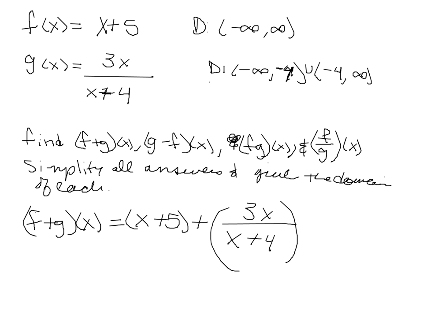Let's talk about what the domain is going to be. I can put any number in here, but I can't do that here. So for the domain, I have to take out all the numbers I can't use here and all the numbers I can't use here. So we just have minus 4 that we can't use. My domain is minus infinity to minus 4, union minus 4 to infinity. That's going to be my domain for the first three: f plus g, g minus f, and f times g.